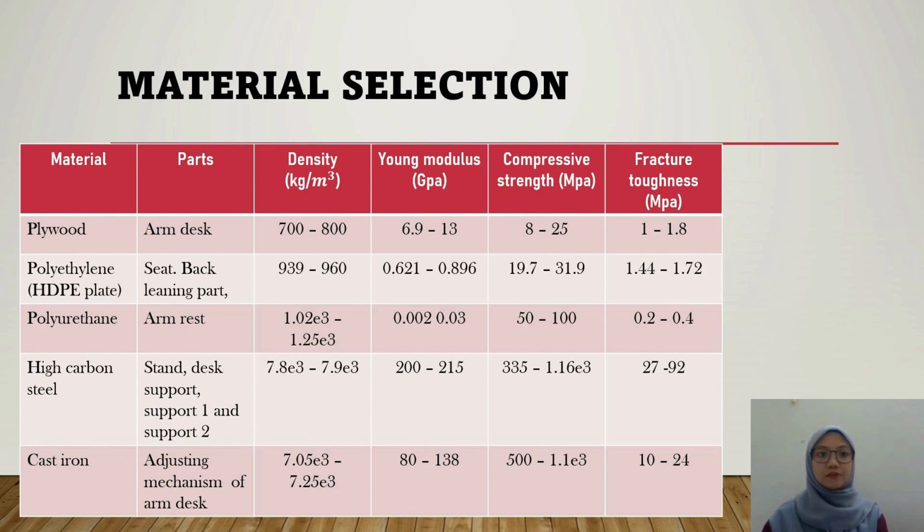For the stand of the chair and all the supports, we use high carbon steel. The reason we choose this material is its very high strength and very high hardness, so it is suitable to accommodate the weight of students. For the mechanism to rotate the table, we decided to use cast iron.